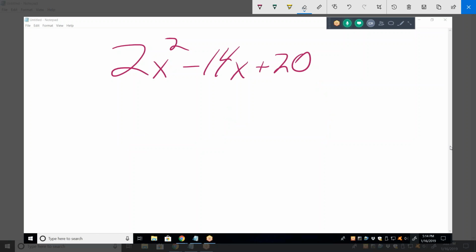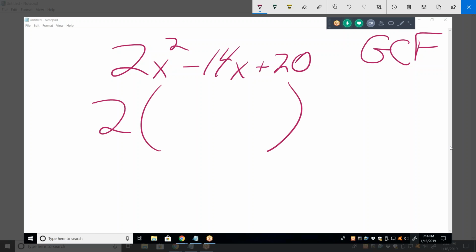What's the very first thing you should look for when you're looking to factor? Here, I'll write it over here. Greatest common factor. Is there a greatest common factor here? The 2. Aha. And that's going to change everything.